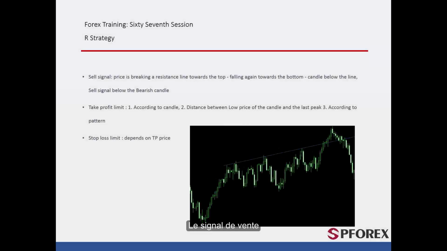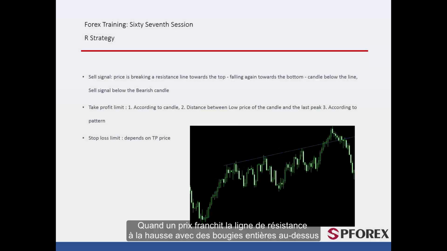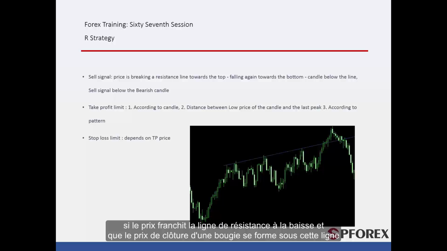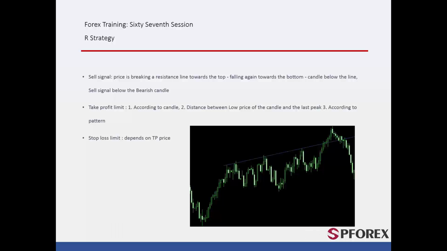Sell signal. When a price crosses the resistance line towards the top, with complete candles over the resistance line, and then returns to the resistance line, if price passes the resistance line towards the bottom and the close price of a candle forms under this line, then a sell signal would be generated after price goes lower than the low price of that candle. 3 take profit prices can be derived as follows.